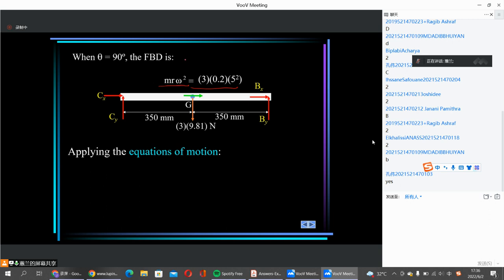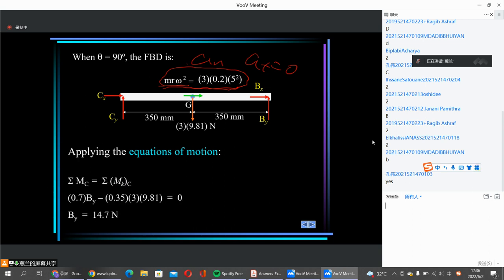Okay, again, we only have AM. The tangential acceleration AT should equal 0. So for the kinetic force, we only have the normal kinetic force. So we still can apply the equation of motion. We take point C to calculate the moment.